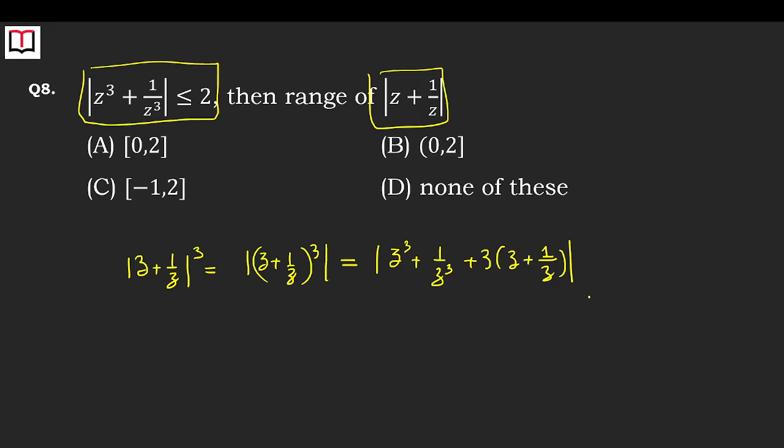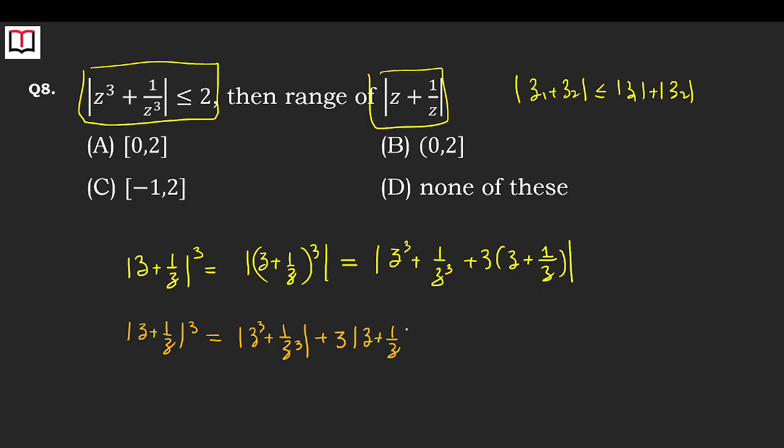What should I do in that case? Okay, so if I use this property that mod of z1 plus z2 is less than or equal to mod of z1 plus mod of z2, what will we get here? Let me try. So mod of (z plus 1 by z) whole cube is equal to mod of z cube plus 1 by z cube plus 3 times mod of z plus 1 by z. And we need its range.